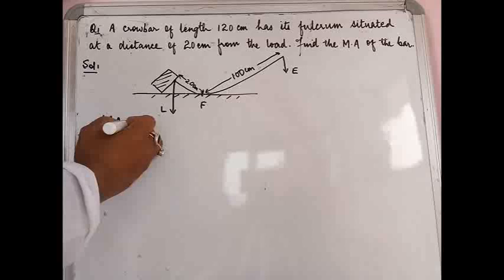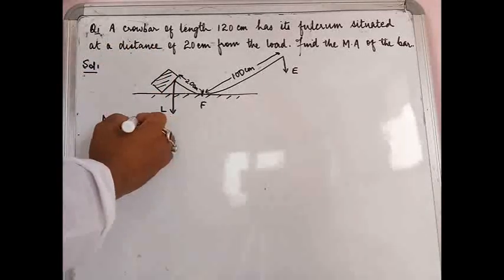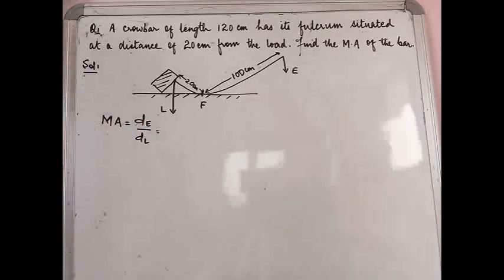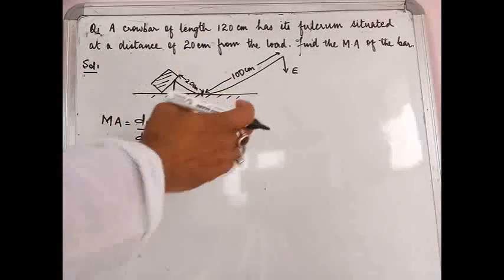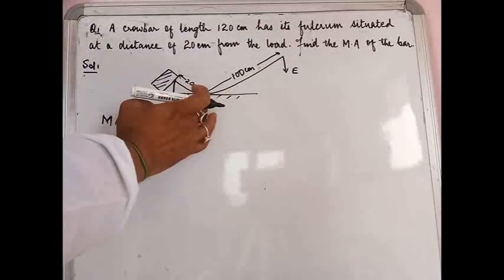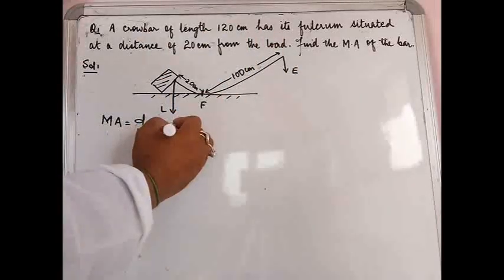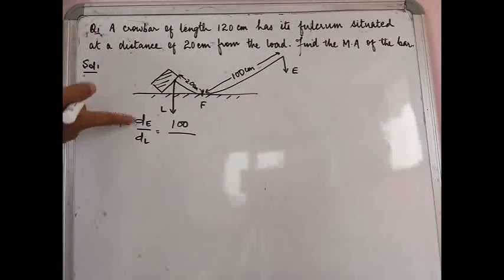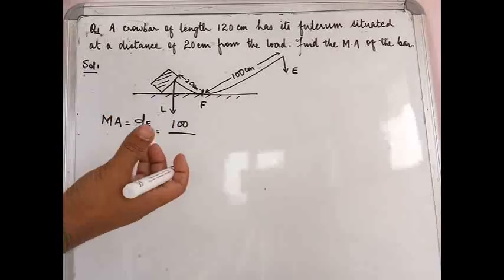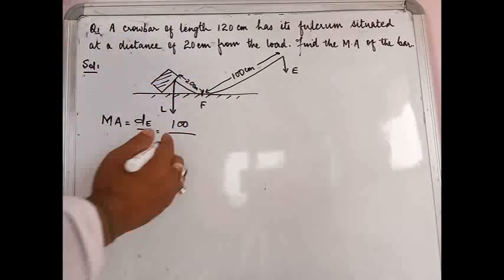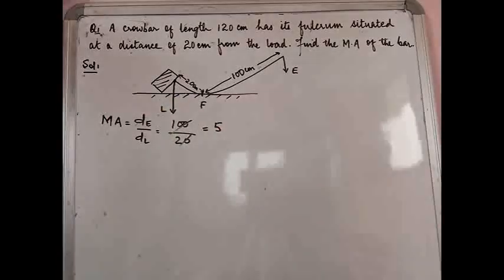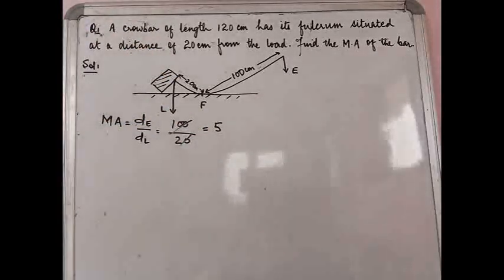MA, according to the law of levers, in case of levers you have the formula dE upon dL. dE is the distance on the effort side, or the effort arm you can say. It stretches from the effort right up to the fulcrum. So you have this 100 centimeters as the dE, and upon dL, where dL is the distance of the load from the fulcrum, also known as the load arm. So this is the load arm. You write 20 over here, and after cancelling you get a value of 5. The mechanical advantage value of this particular crowbar comes out to be 5. So that is the first question.